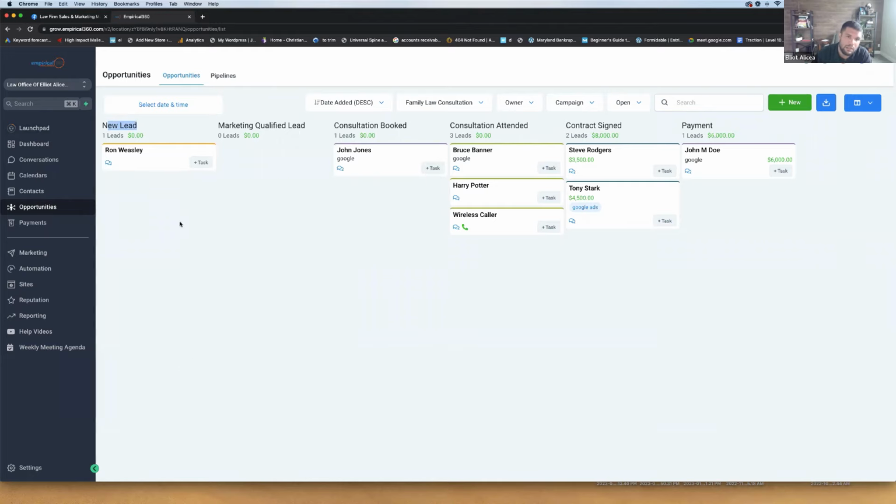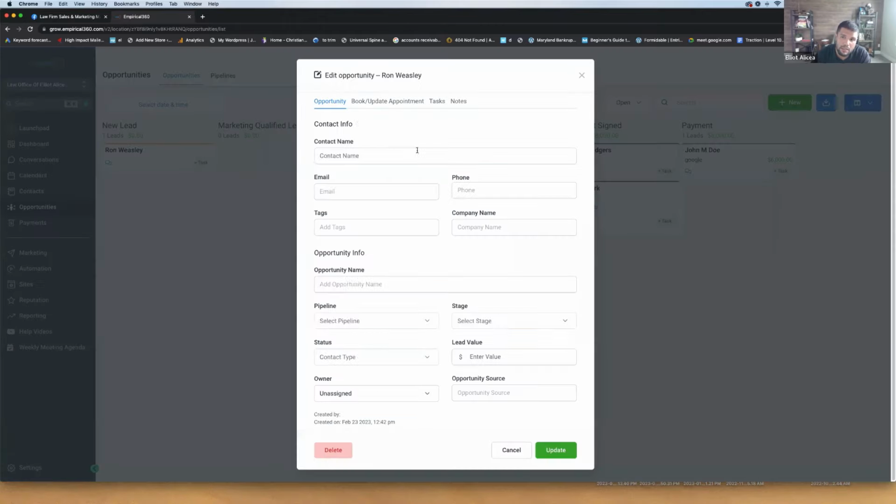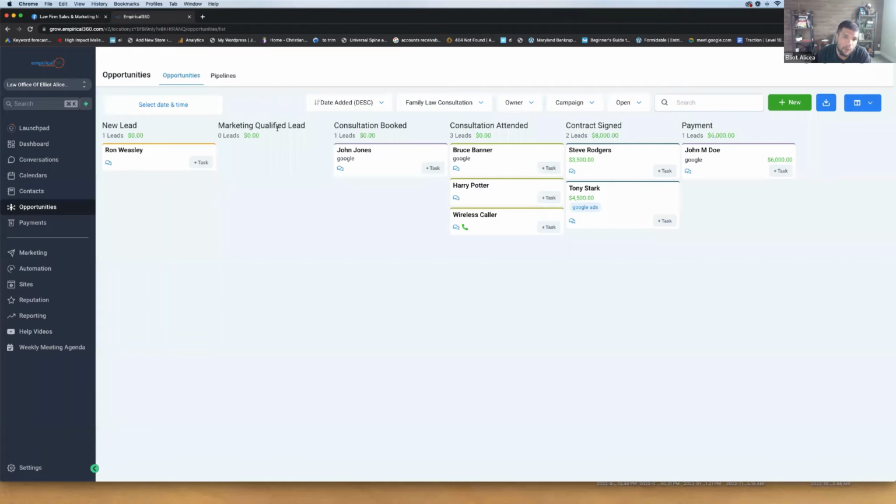Now, when I say we want this stage to be clean, the reason is we're trying to move everybody to the right. If we pretend that this is a fun game that we play, which is how I visualize it, I'm trying to move everybody to the right of my pipeline, to the payment stage. So the new lead stage, our only goal here is to call Ron Weasley, email Ron Weasley, and text Ron Weasley until we determine, is he a marketing qualified lead?